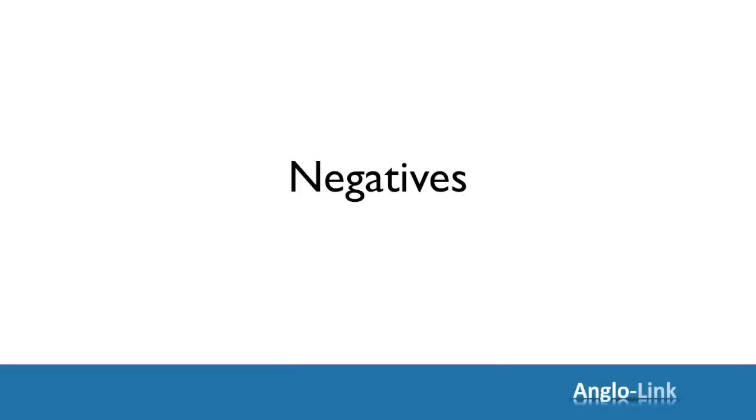Let's start with negative verbs. First, let's look at the verb to be. Positive sentence, it's common. Negative, just add not to your verb. It is not common. In spoken English, it's always better to use the contracted form, isn't. It isn't common.